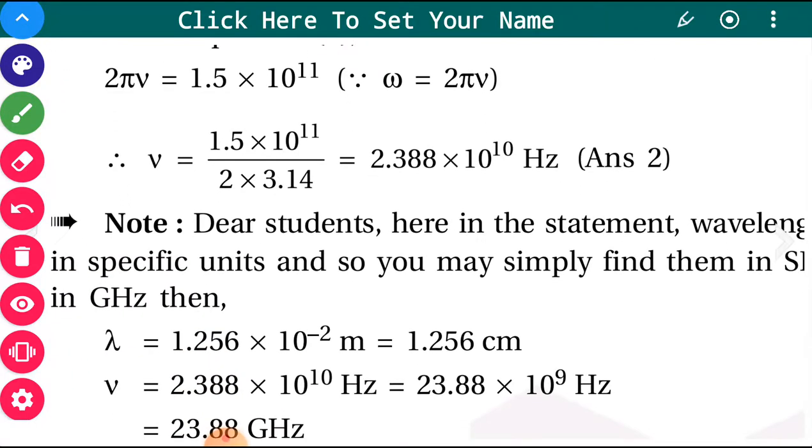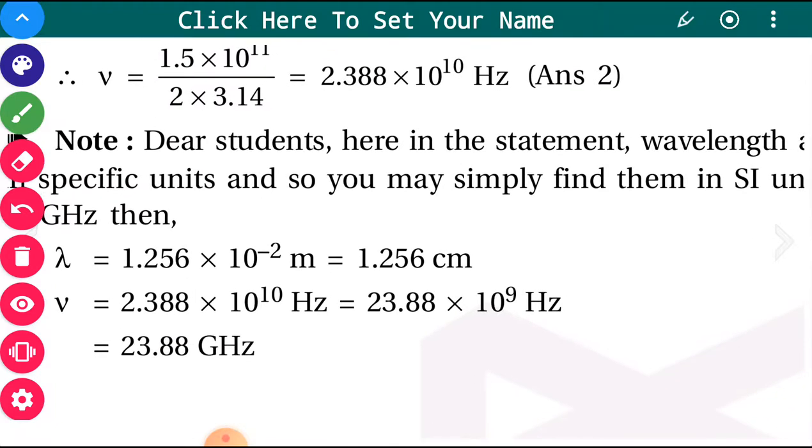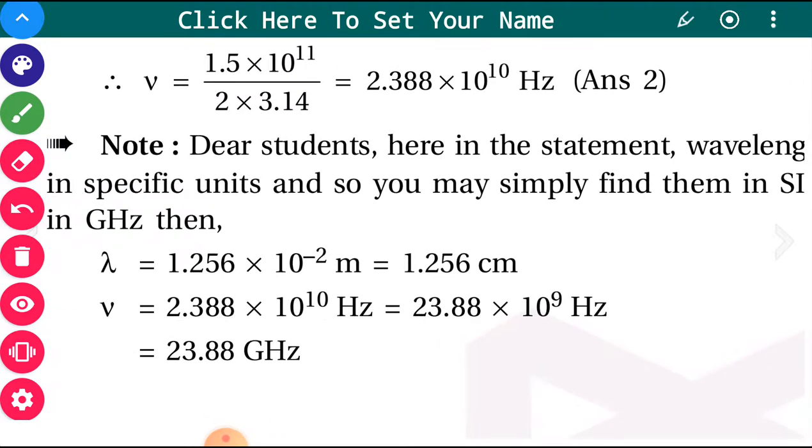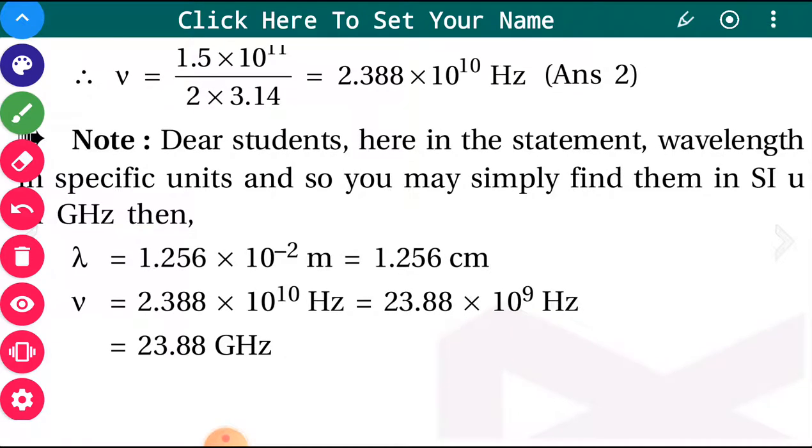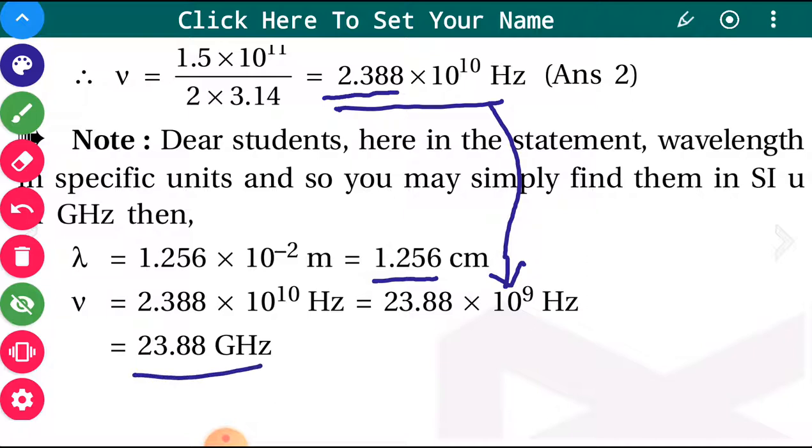So it is very easy to calculate. As lambda and nu are correlated, you can also write this value of lambda in centimeters: 1.256 centimeter. And nu, which is obtained here, can be calculated in gigahertz, because we just have to shift the power. So 1 power is multiplied here with 2.388 into 10, and then it becomes 23.88 gigahertz.